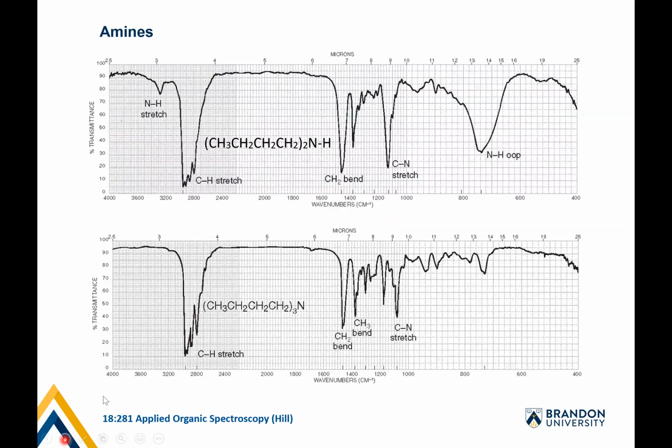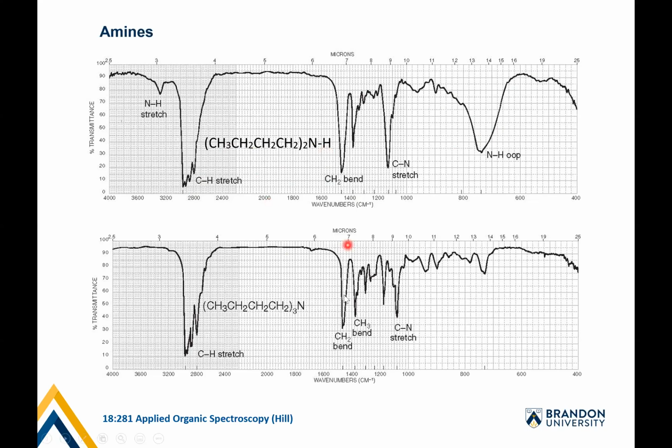I think I've got an example of a tertiary amine. Here's a secondary amine, so here's the single stretch. CN peak between 1,000 and 1,200. NH out of plane bend, very broad, can't miss that. And of course, the CH stretches and bends like normal for a normal aliphatic alkane there.